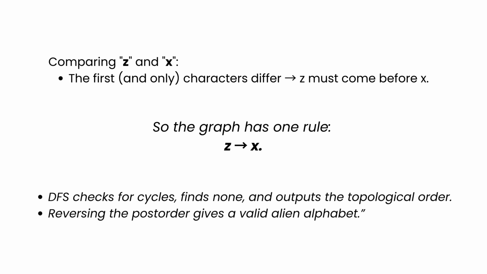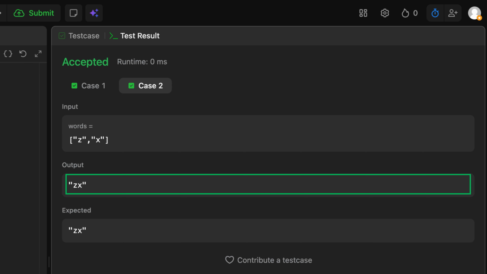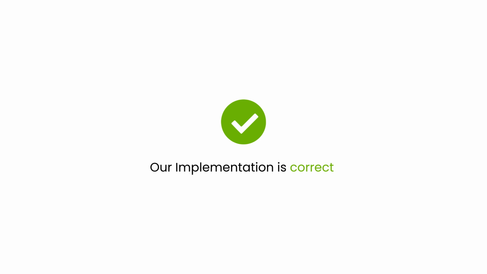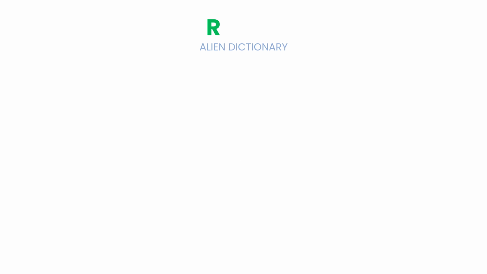DFS checks for cycles, finds none, and outputs the topological order. Reversing the post order gives a valid alien alphabet. And that's exactly what our program returns, ZX. It matches the expected answer, confirming the DFS plus topological sort logic is correct. So the implementation works as intended, clean, accurate, and reliable. Let's have a quick recap.